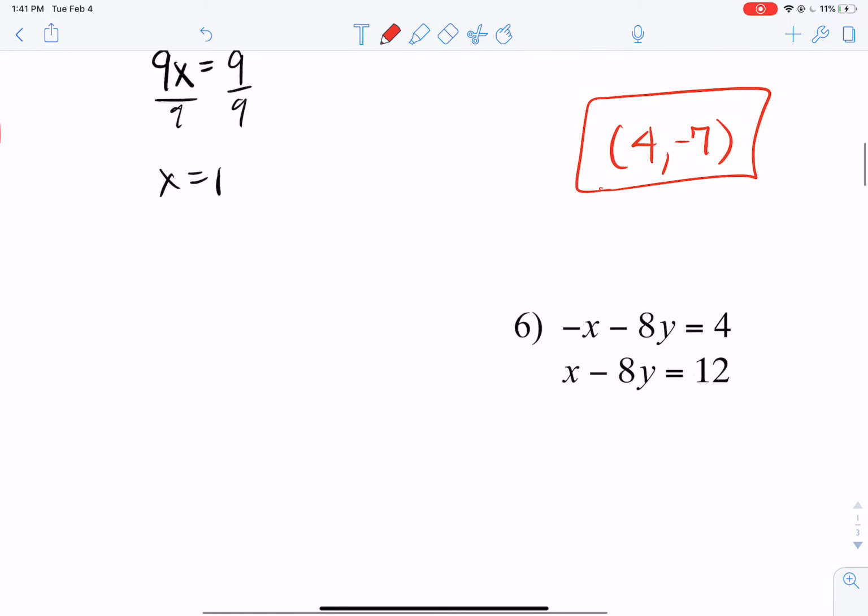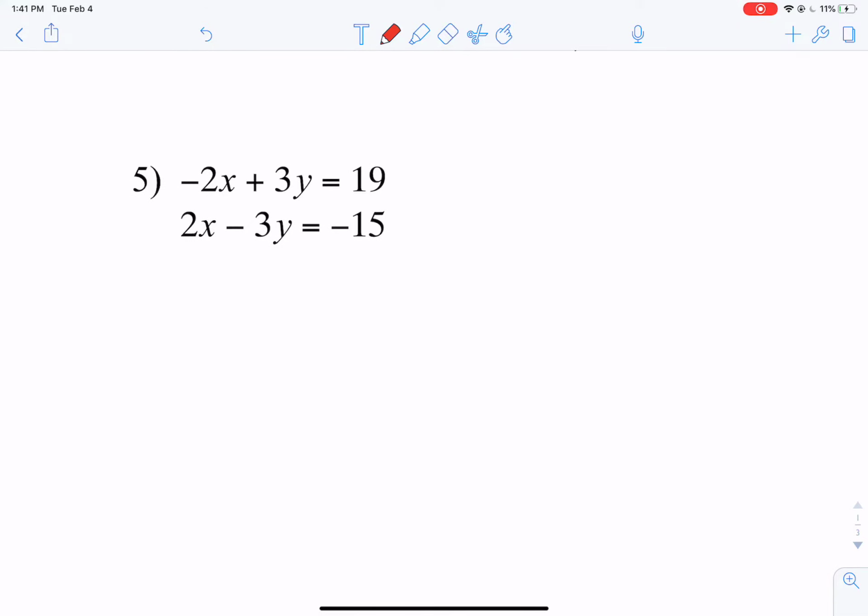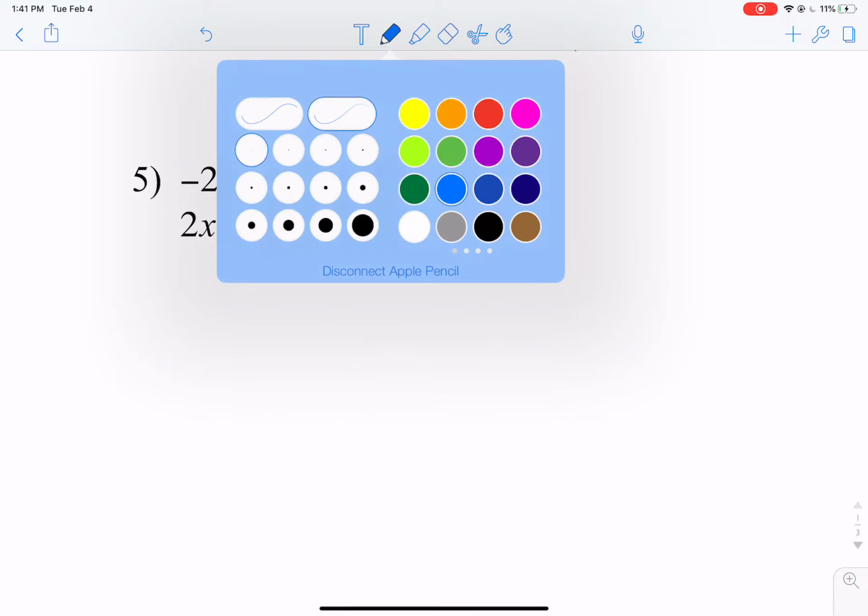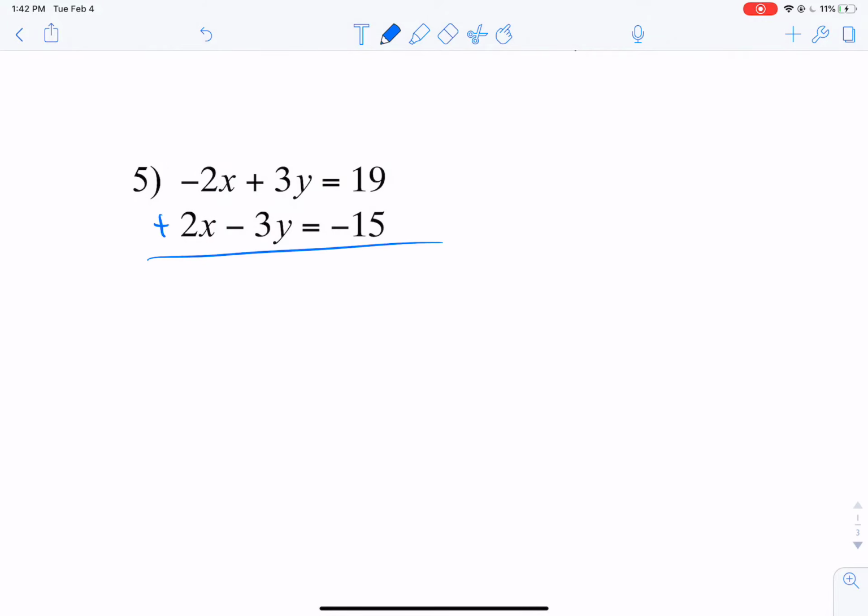Now moving on to number 5. Now number 5 again, like everything else on the front side of this page, if I add downwards, I should be able to eliminate something. So here I am able to eliminate the x's. Negative 2 plus 2 is 0. Positive 3 plus negative 3, that's also equal to 0. However, 19 and 15 doesn't get eliminated, so we end up with 0 is equal to 4. Since 0 does not equal a positive 4, this is where we end up with no solution.